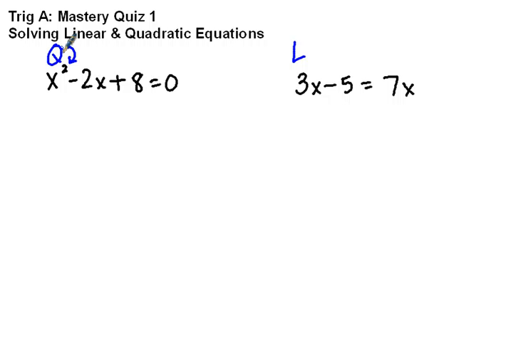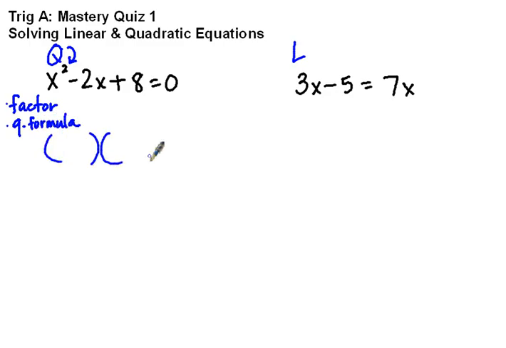Just because of the way it is organized, I'm going to do the quadratic problem first. Quadratic problems, you have a couple options. You can factor, which is often the easiest. You can do the difference of two squares, which is a mess, or you can use the quadratic formula.